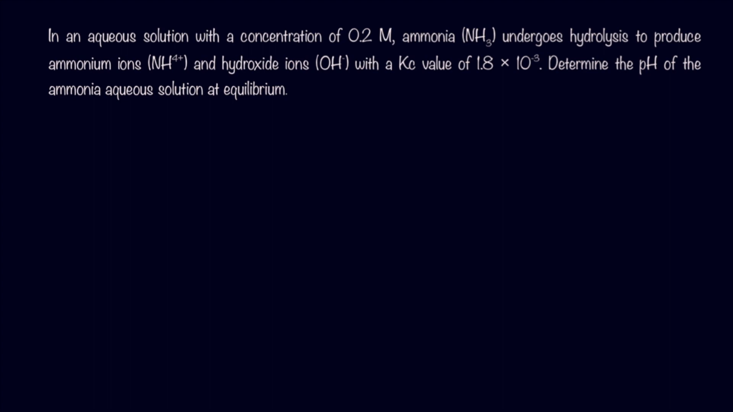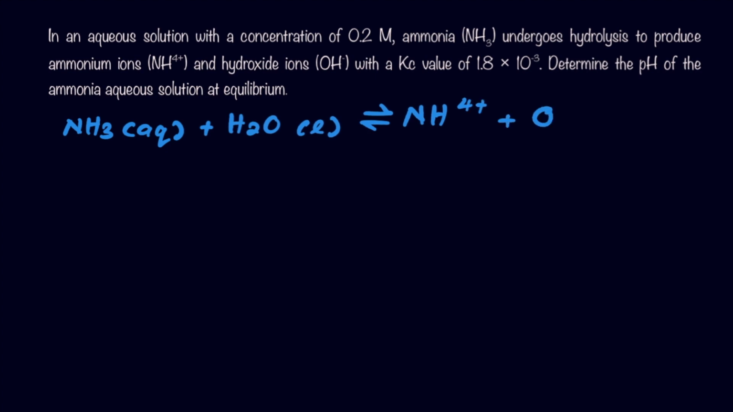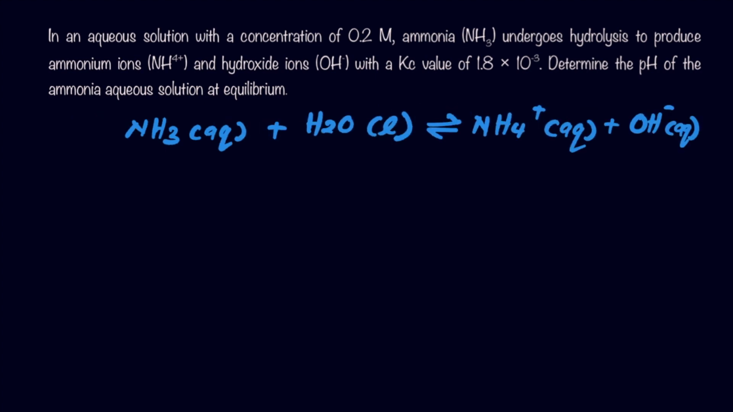The first step in answering this question is that we need to write the balanced equation for the reaction. So we have ammonia in aqueous solution. Because it is in aqueous solution, we need to add water. Hence, it will dissociate to become ammonium and also hydroxide ion.